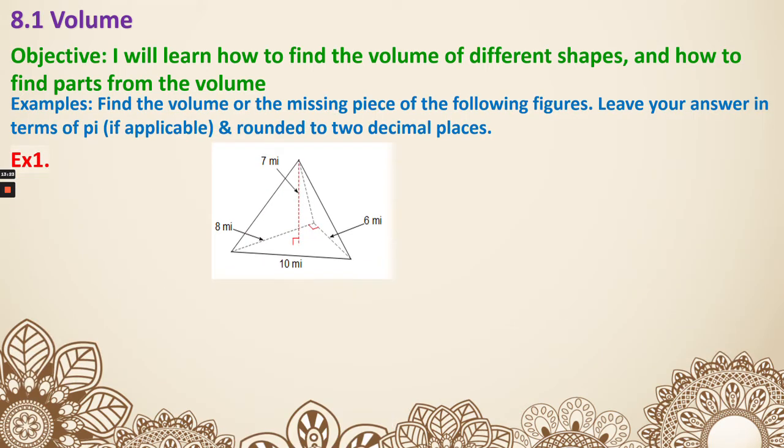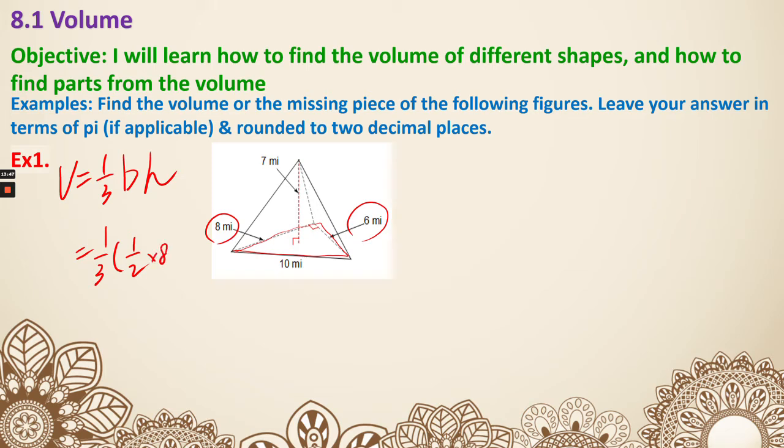Number 1, we see it's a triangular pyramid. The volume is 1/3 the base area times the height. The base area is a triangle, and it is actually a right triangle. So we can just use 1/2 base times height. It's going to be 1/3 times 1/2 times the two sides of the triangle, 8 times 6.